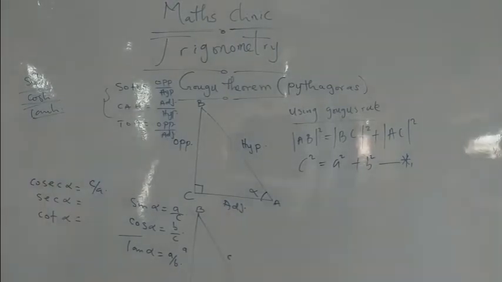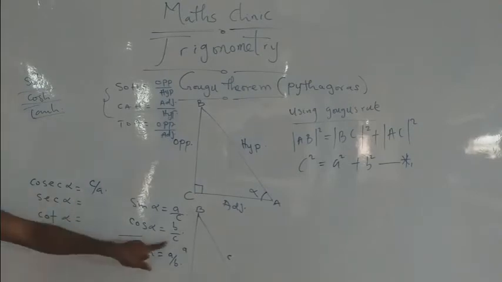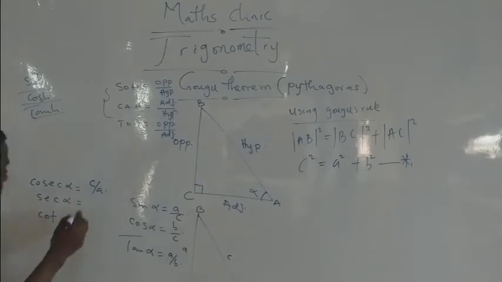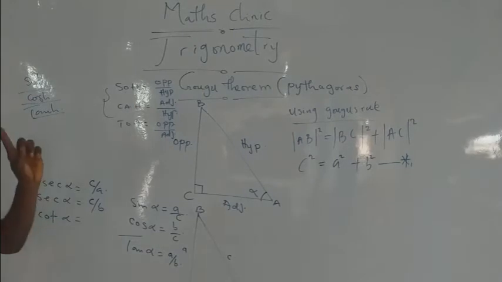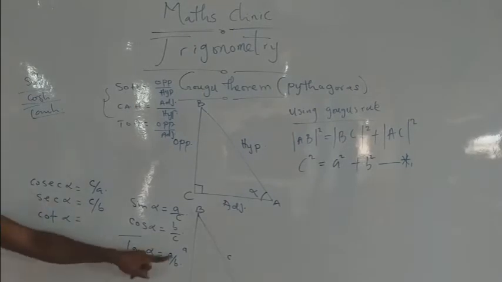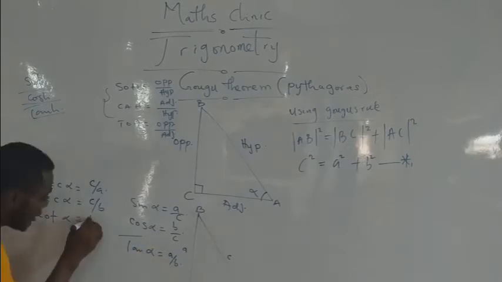Are we together? What about sec? You count 3: 1, 2, 3. The third one is C, which is cosine. So sec is 1 over cosine, that will be C over B. The last one on the list is cot. Count 1, 2, 3, you always count 3. The third is T, which is tan. So cot is 1 over tan, and our tan is A over B, so that will be B over C.